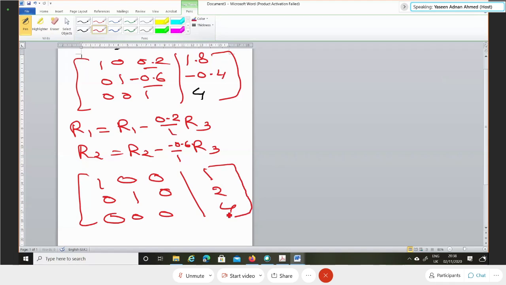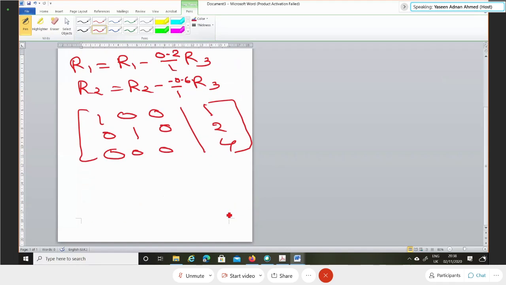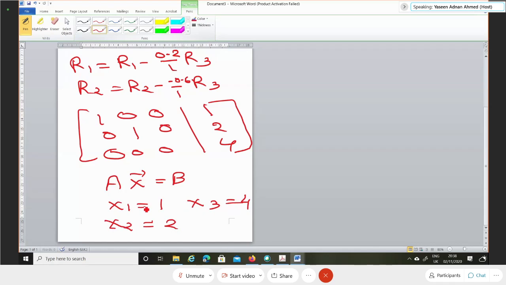Okay. So if you have this one, now you can see that if you want to write the equations, you know that the equation AX is equal to B. If you want to write this one, this is A, this is B. So what you will get? X1 will be 1, X2 will be 2, and X3 will be 4. Okay, so that is the solution for you.